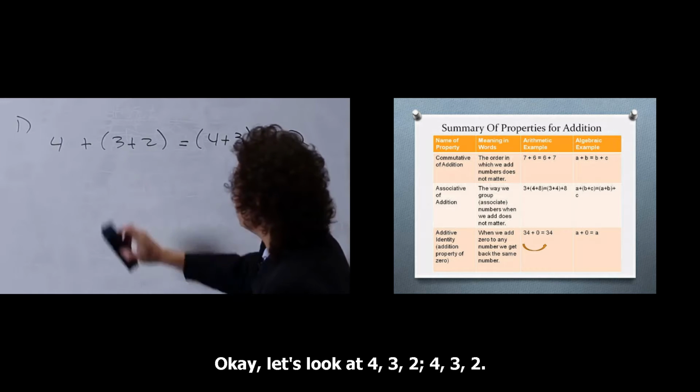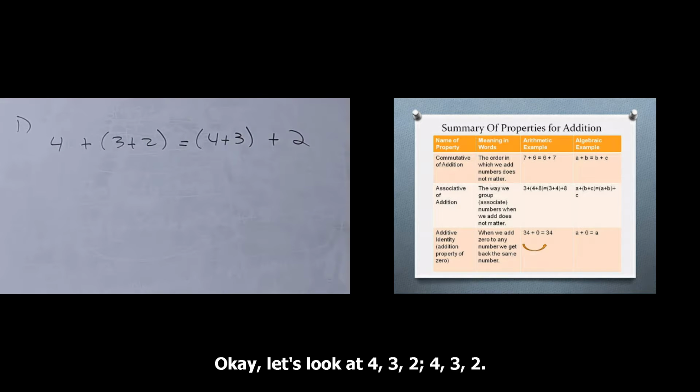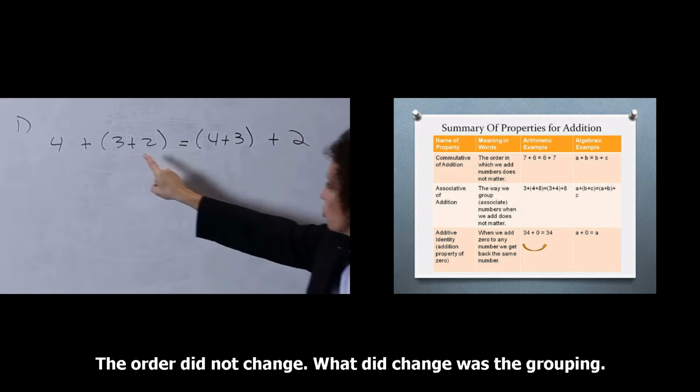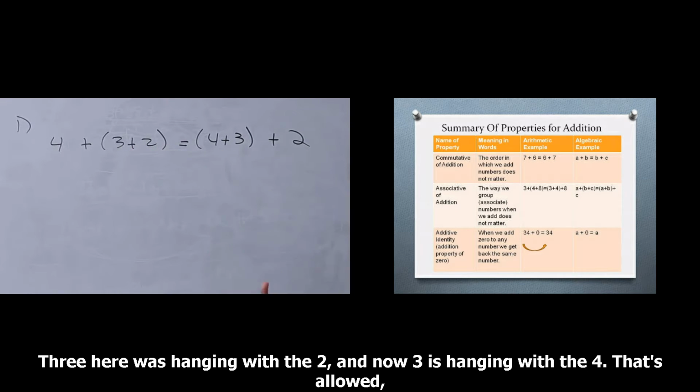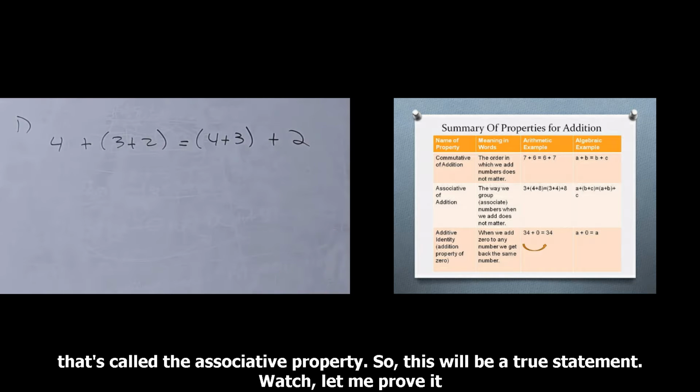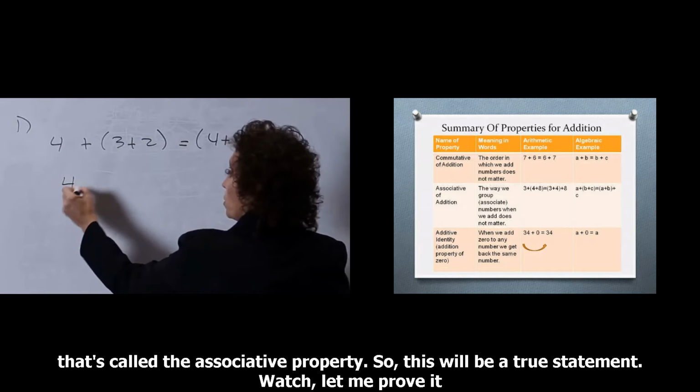Let's look at 4, 3, 2, 4, 3, 2. The order did not change. What did change was the grouping. 3 here was hanging with the 2, and now 3 is hanging with the 4. That's allowed. That's called the associative property. So this will be a true statement. Watch. Let me prove it to you.